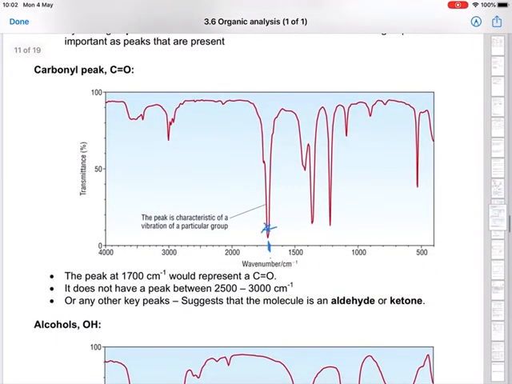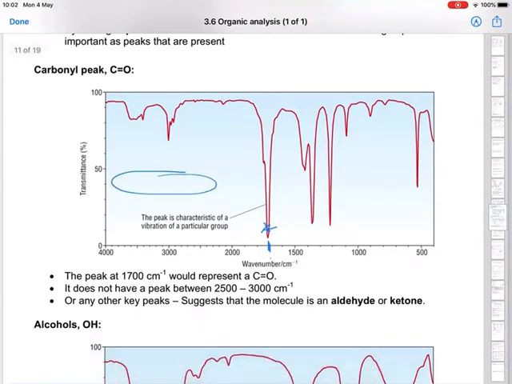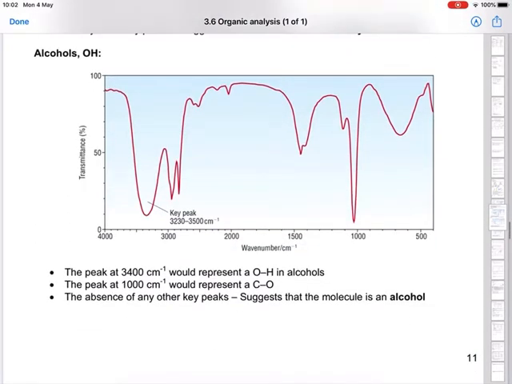So this key peak here is a carbonyl peak, which is basically telling you it is very likely to be an aldehyde or a ketone. It can't be a carboxylic acid because we don't have any OH peaks the way you'd normally find them there. Okay, so just having a look at the next one.